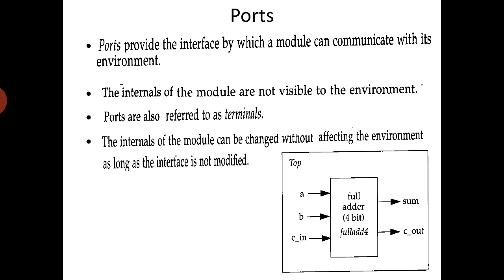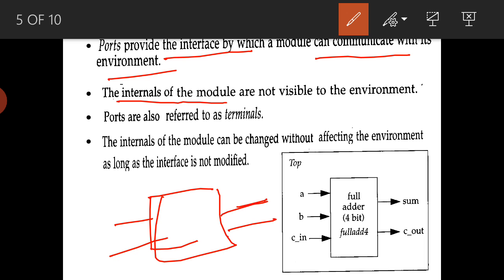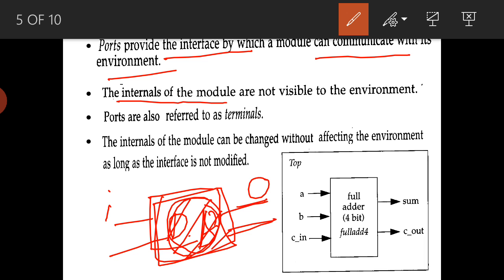So as this says here, the internals of the module. Ports provide the interface by which a module can communicate with the environment, meaning different modules. But the internals of the module are not visible to the environment. If you take a black box like this, these are the inputs and this is the design block. The ports are not bothered with what logic we are using here, meaning the inputs and outputs will not bother what logic we are using inside. We can use data flow modeling, any modeling we can use. So that doesn't bother.